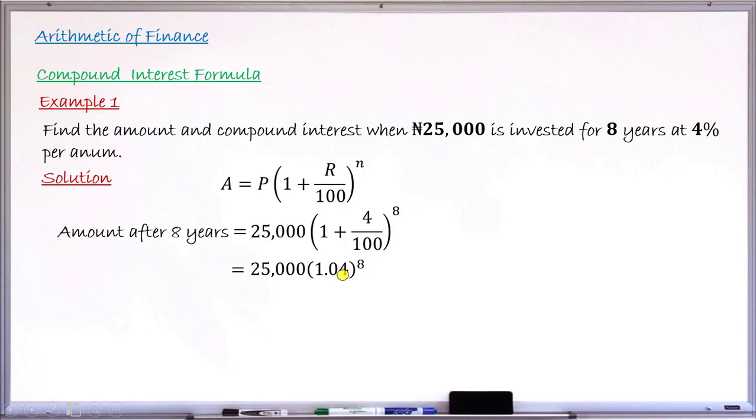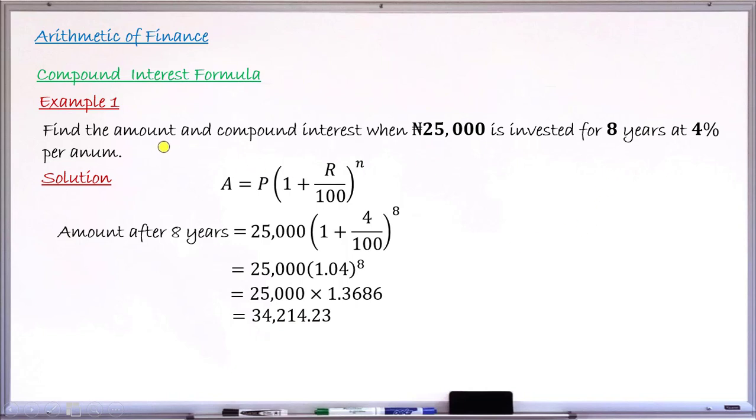So what I'm going to do next is to use your calculator to find 1.04 raised to the power of 8. So evaluate this to the power of 8. When that is done correctly, you are going to have 1.3686 multiplied by this 25,000. So this multiplication, if it's done correctly, you now have 34,214.23 naira. This 25,000 naira will now become this 34,214 naira after these 8 years.